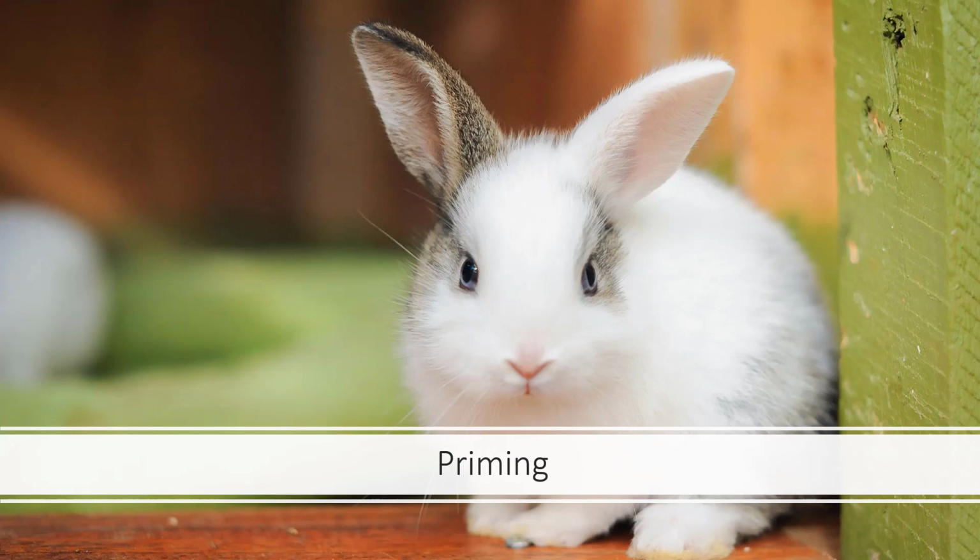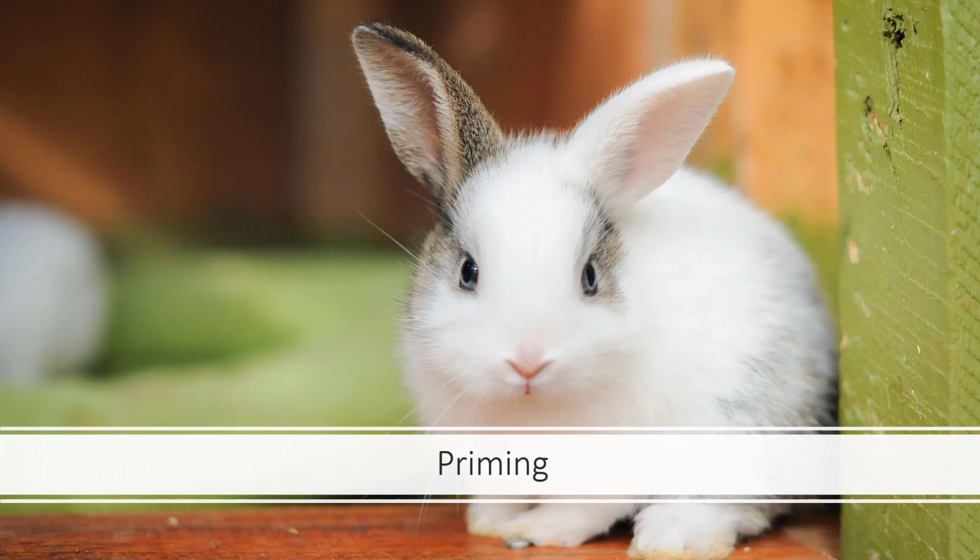Sometimes associations are activated without our awareness. This is called priming, and we essentially wake up our associations. If I say the word rabbit and then ask you to spell the word hare, you're more likely to spell the word H-A-R-E instead of H-A-I-R due to priming.